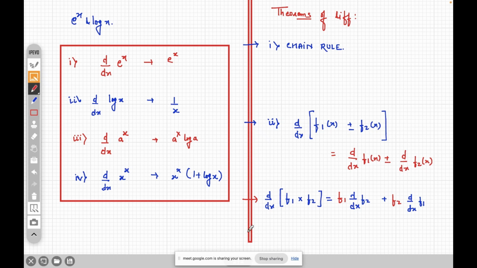Similarly, if there is a case of division, it's important. D by dx of, I'll write numerator by denominator, okay? Because I feel instead of using F1, F2, UV, this way it will be easier to memorize. So denominator as it is, differentiation of numerator, dash means differentiation, minus numerator as it is, differentiation of denominator, whole divided by square of the denominator.